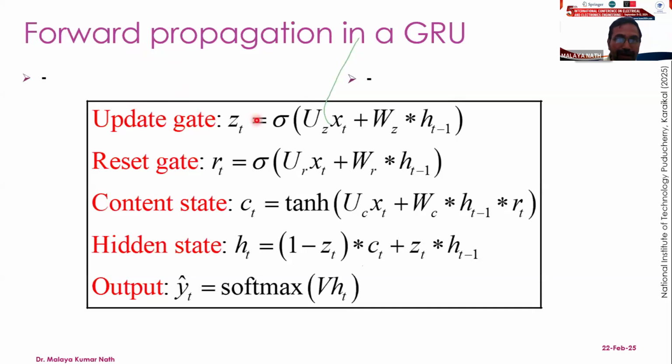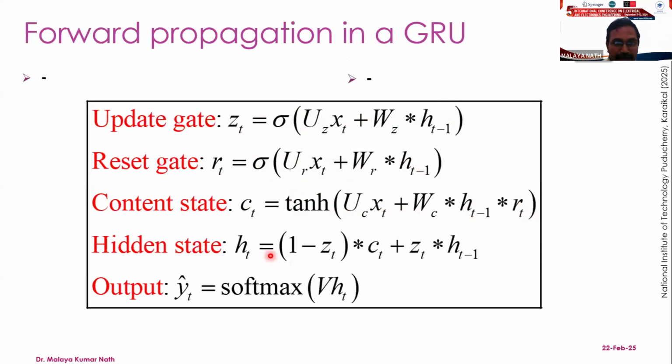The update gate is zt, represented by softmax of Uz xt plus Wz h of t minus 1. We have already discussed this representation. The reset gate is represented by rt, obtained by the softmax of Ur xt plus Wr times h of t minus 1. The content state, ct, is passed into the tanh of Uc xt plus Wc times h of t minus 1 times rt.